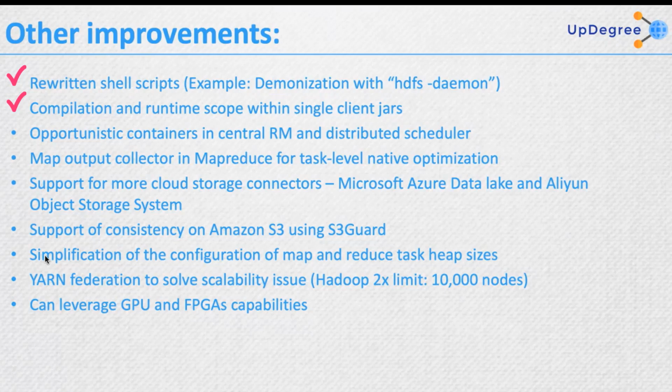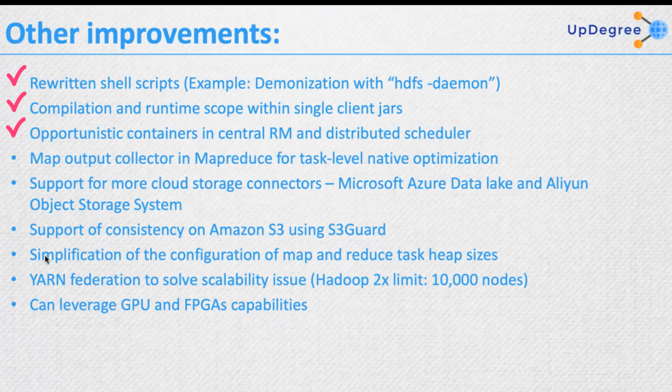The third point is quite interesting, which talks about opportunistic containers in central RM and distributed scheduler. Normally we know that according to the architecture, whenever a job gets executed, we have the containers within the node managers, and the containers are the set of resources that the job needs to execute. But sometimes, once the job is completed, there is a time when another job is not executed on that particular node, so that node becomes idle.